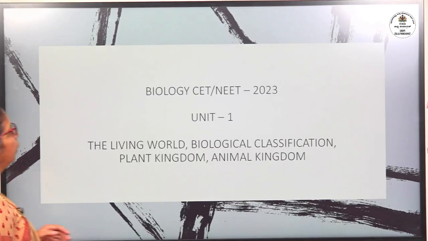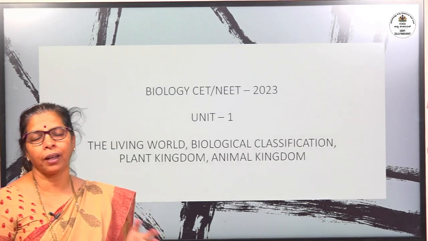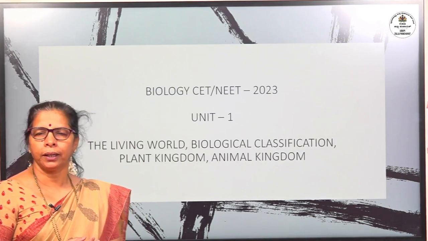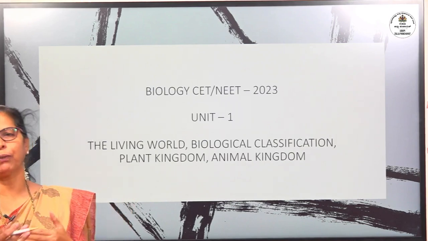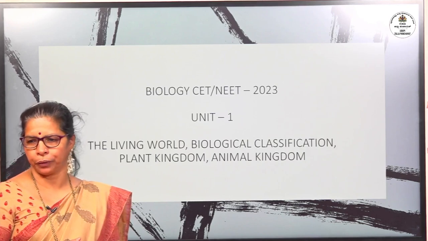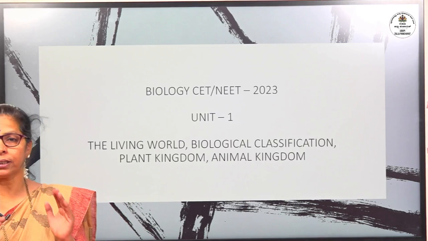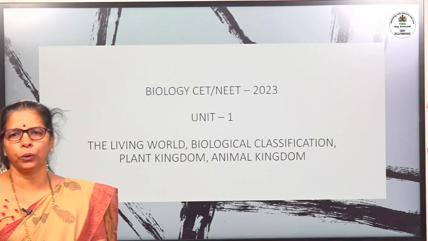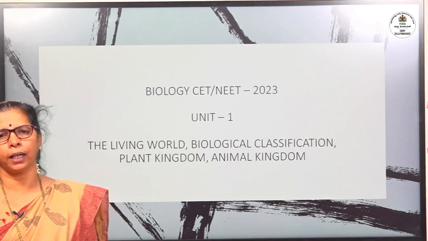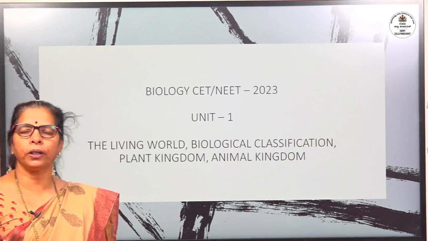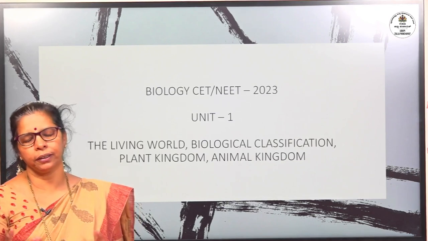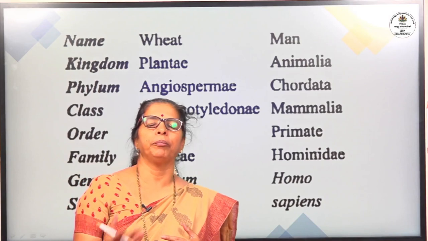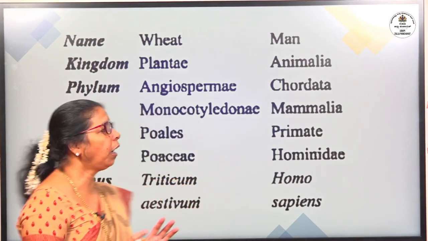As you know, the living world, that is biology, consists of vast living organisms or biodiversity. In that biodiversity we are classifying organisms into different groups. First we have to know whether it is living or non-living. If it is living, then only we call it an organism. One of the most important characteristics of living organisms is that they respond to external stimuli. They are also capable of reproducing, they breathe, and metabolic activities go on in them. Everything we have to consider.